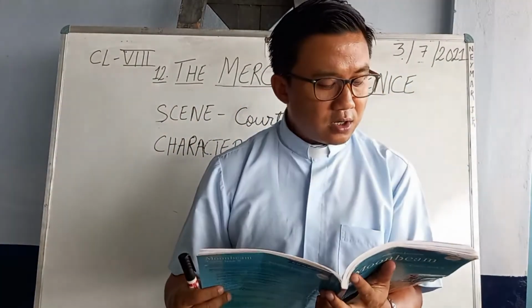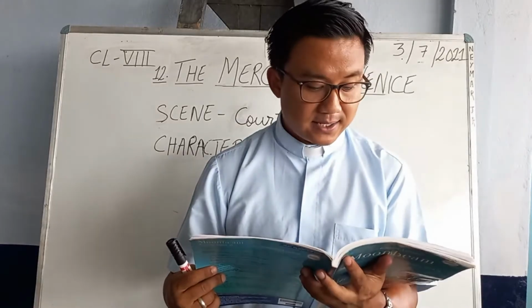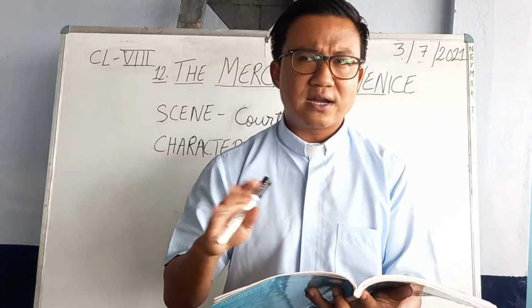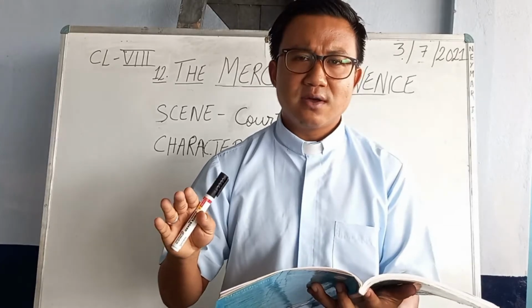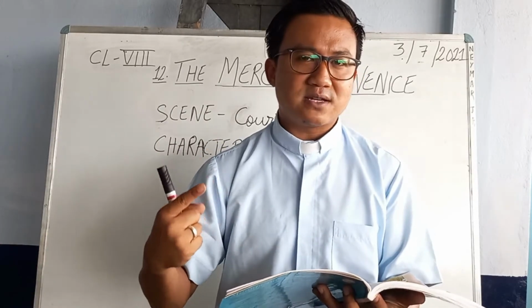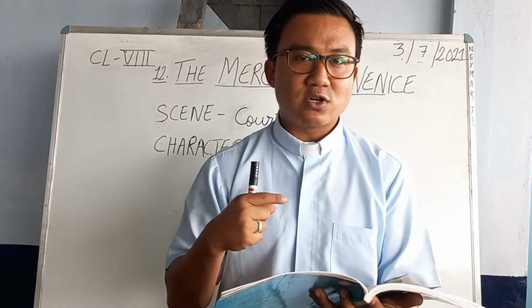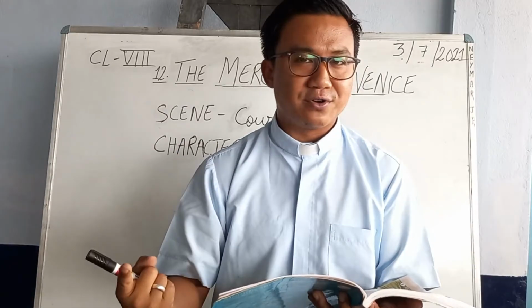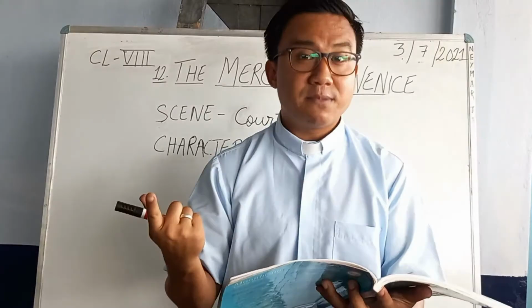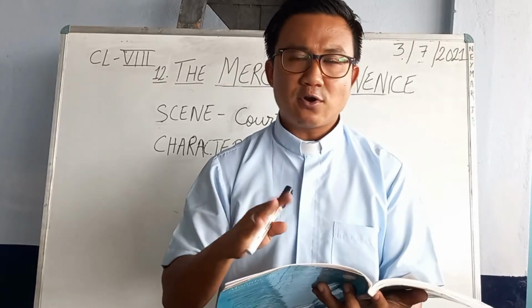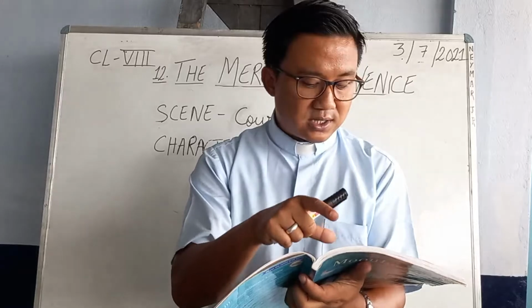Shylock says, on what compulsion must I? Tell me that. See, Shylock is not at all ready to give him a chance to have mercy on Antonio, because Shylock actually has a grudge against Antonio. He wants to harm Antonio. He wants to kill Antonio. So therefore, he is asking, on what compulsion must I? I'm not ready.